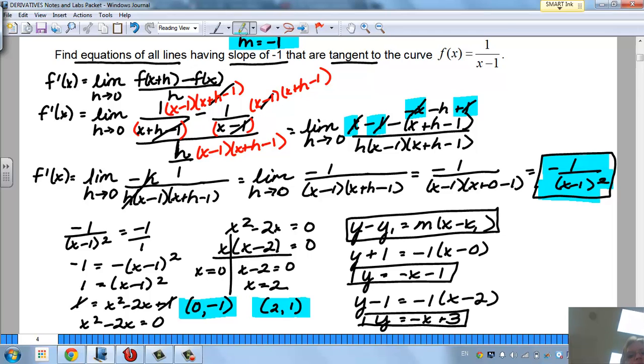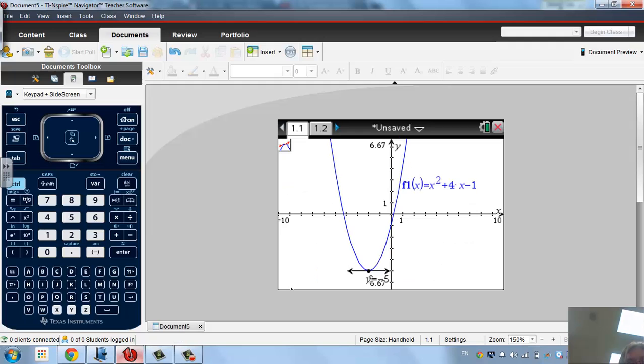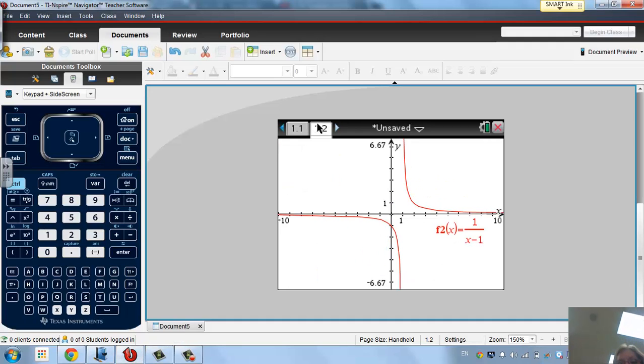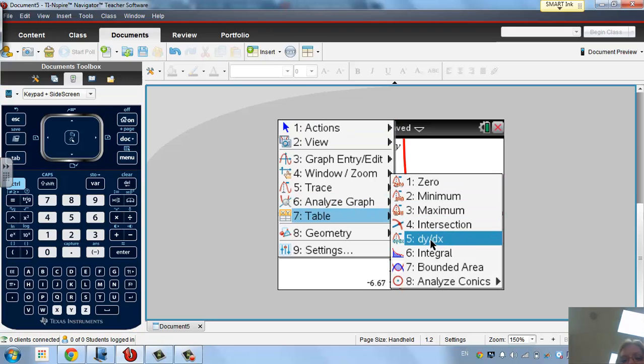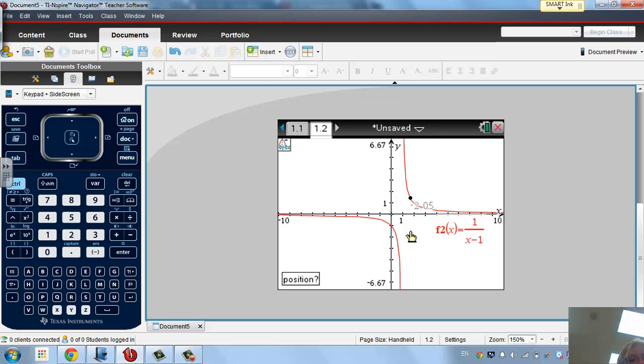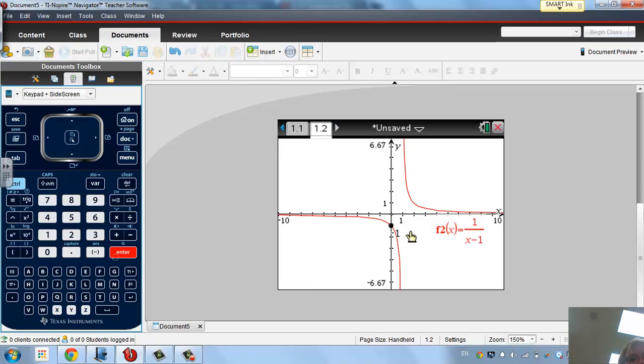Now, in order to show this on the graph a little bit better, I've got this on the graphing calculator too. The first point was (0, negative 1), so that's basically right here, so there's a tangent there. If I want to make sure, I do menu, analyze graph, and I want to find the slope, or the dy/dx, at 0, because that was the first point, and I hit enter. You'll see right here is the point that I want.